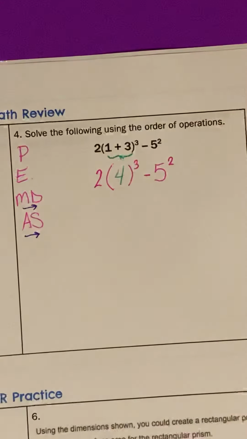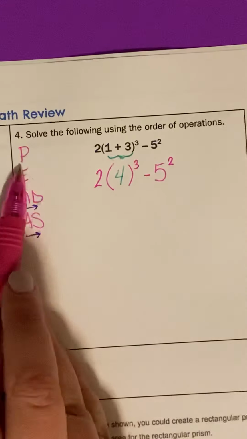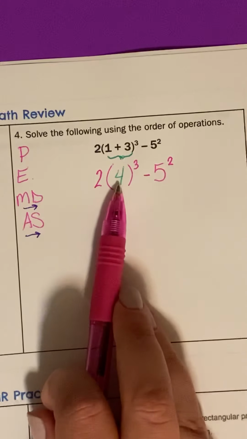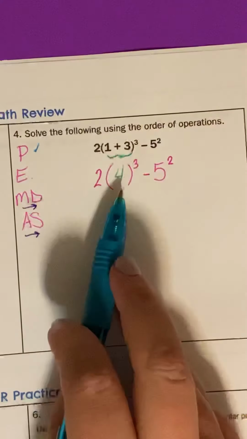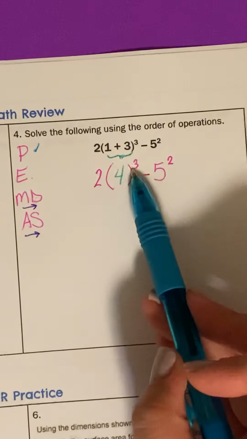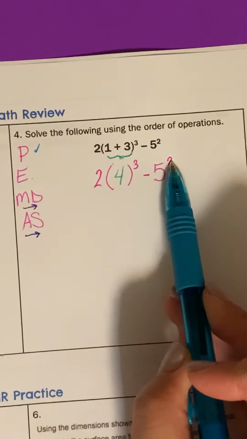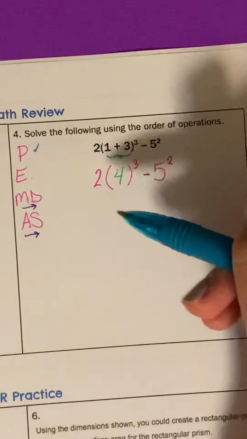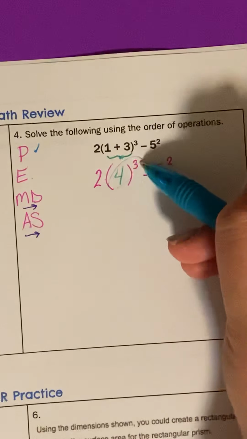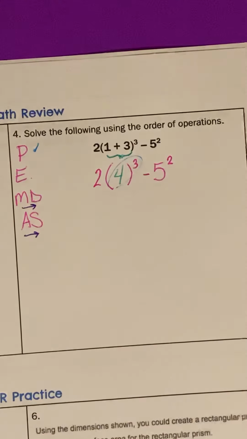This one is a little tricky, so make sure you're paying attention. Now, do we have any more parentheses? Well, we do. However, everything inside the parentheses is solved. So that means we could be done with that step. Let's go to exponents. Do we have exponents? Yes, we have an exponent here and an exponent here. So this exponent is only attached to this 4. So that means 4 to the third power.